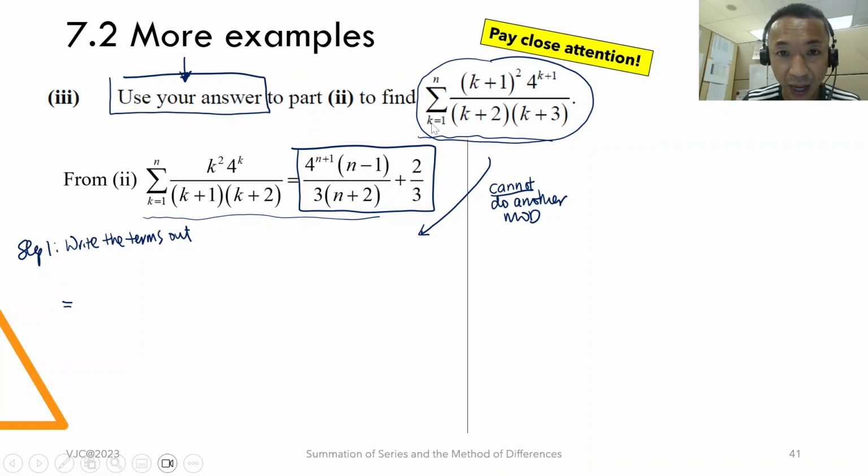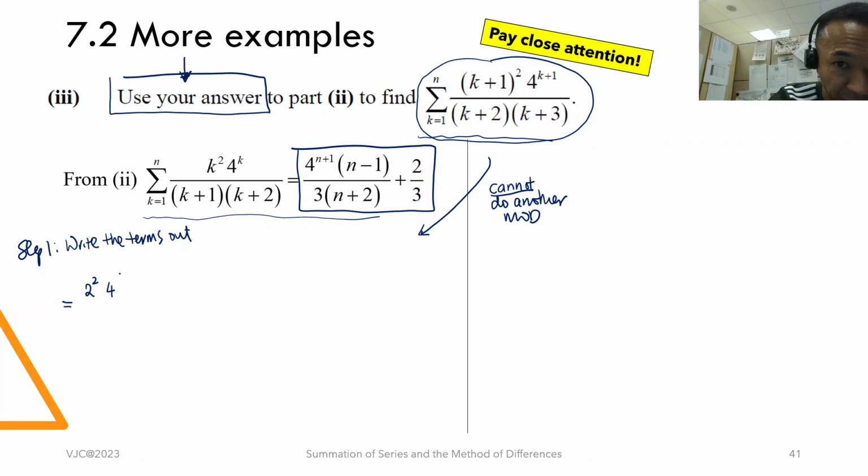You just substitute k equals 1 inside here, which is 2 square, 4 to the power 2. Don't need to evaluate. I just write the terms out with just the numbers without evaluation, like that, right? Plus, don't write too many, just write two terms, enough already.